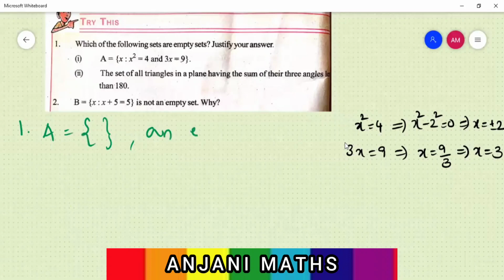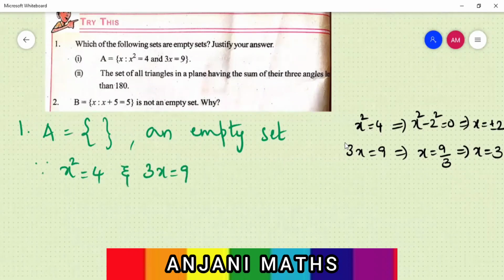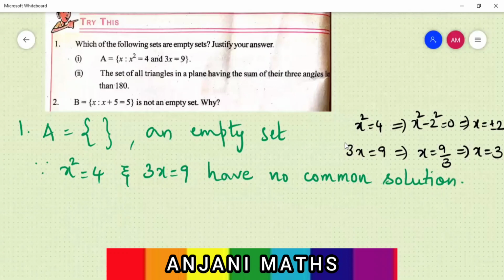An empty set. We have to write the reason. What's the reason? Since x square is equal to 4 and 3x is equal to 9, the equations have no common solution. If they have a common solution, we say that it's not an empty set, it has some element. Suppose I gave 3x is equal to 6 instead of 3x equal to 9.